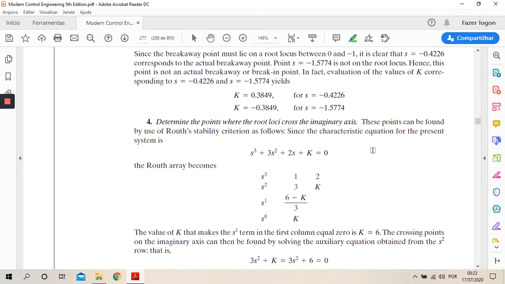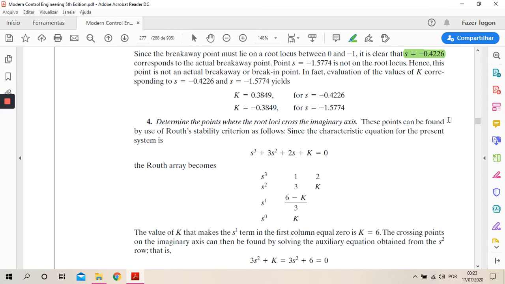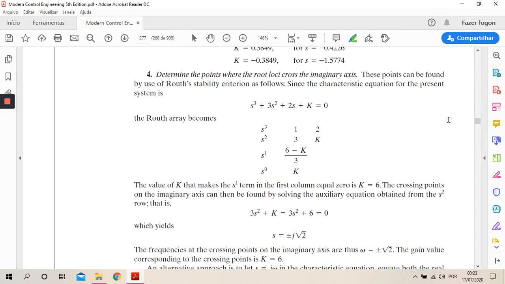Okay, then we know now that this is the breakaway point. The other is not. Only this one here is going to be the breakaway point. And number 4, to determine the points where the root loci cross the imaginary axis. We are going to find the points where the root loci cross the imaginary axis. And to do so, we are going to use Routh stability criterion. These points can be found by use of Routh stability criterion as follows.